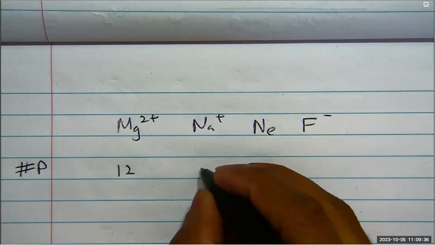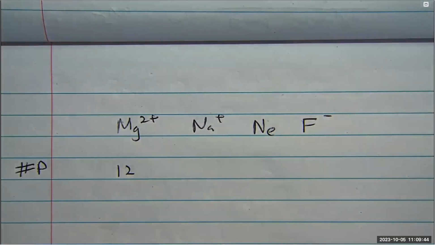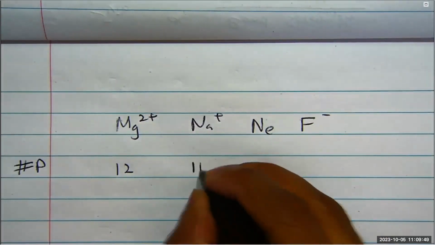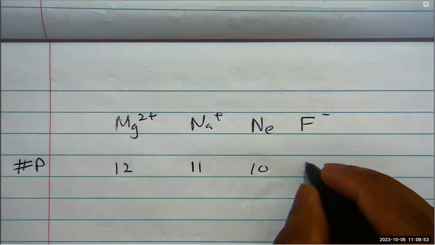Sodium, what's the atomic number or the number of protons? Everybody. I didn't hear you. Thank you. There you go. My favorite group over there, wherever you are. Anyway, so we have 11. And neon, how many protons? Fluorine, how many protons? 9.